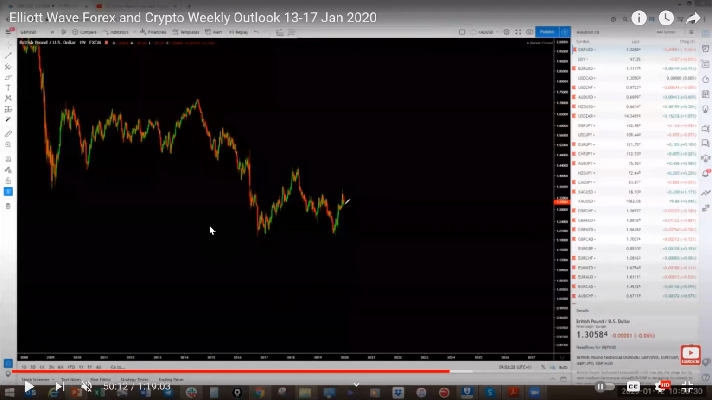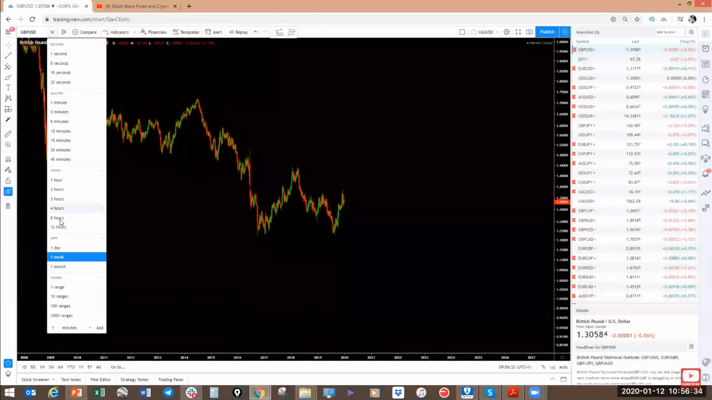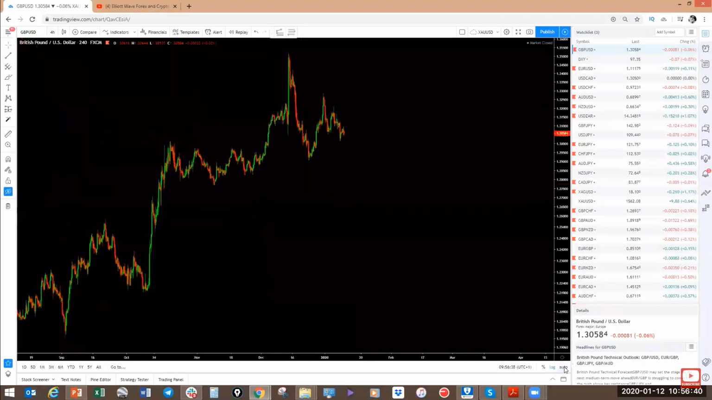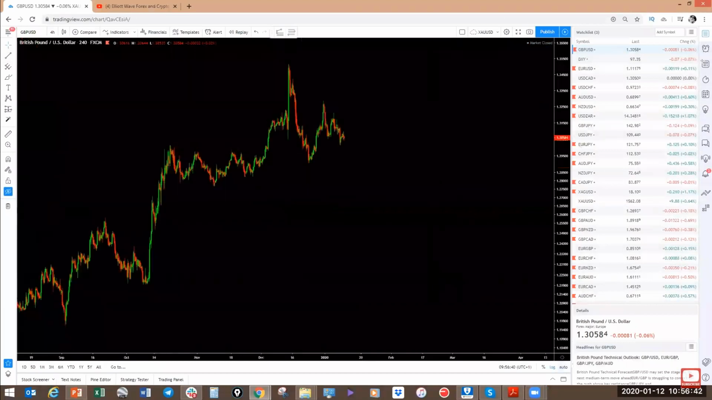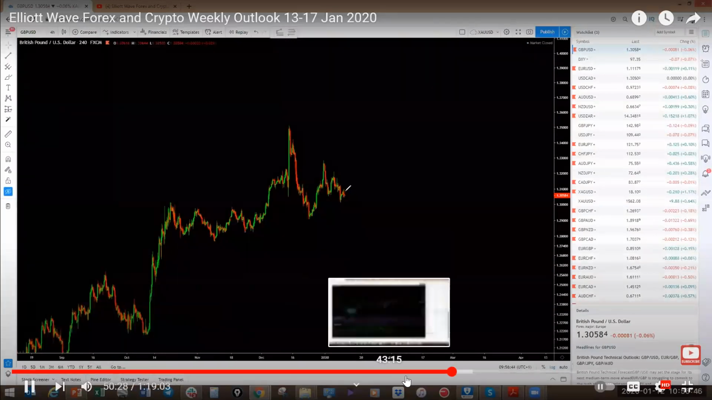You'll see that I've got a weekly chart open there. That was 2020 January. I'm doing an analysis as usual, as I do every week, on pound US dollar. So let's play that. Let's give it a few minutes to play. You'll see that that is the weekly chart. Let me just play the sound as well.